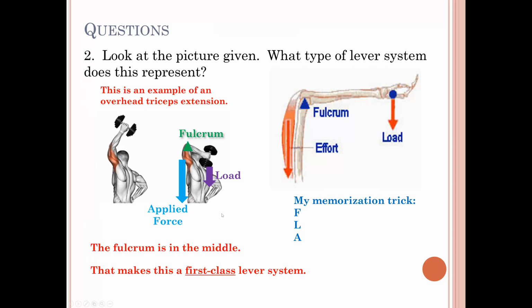So remember my little memorization trick that I went over earlier. If you think about lovely Florida and all of its beaches, think FLA, that's the old abbreviation for Florida, and the letters are in the order first, second, third. So if the fulcrum is in the middle, it's a first class. If the load is in the middle, it's a second class. And if the applied force is in the middle, it's a third class.